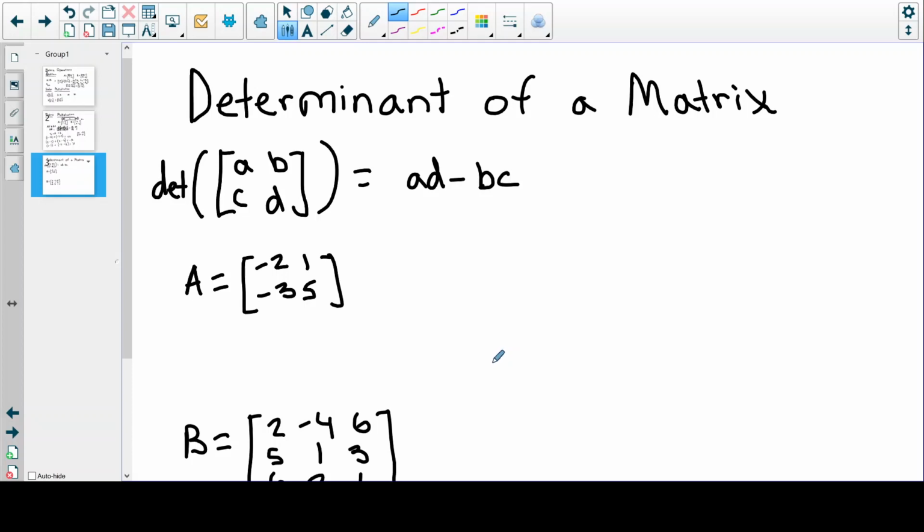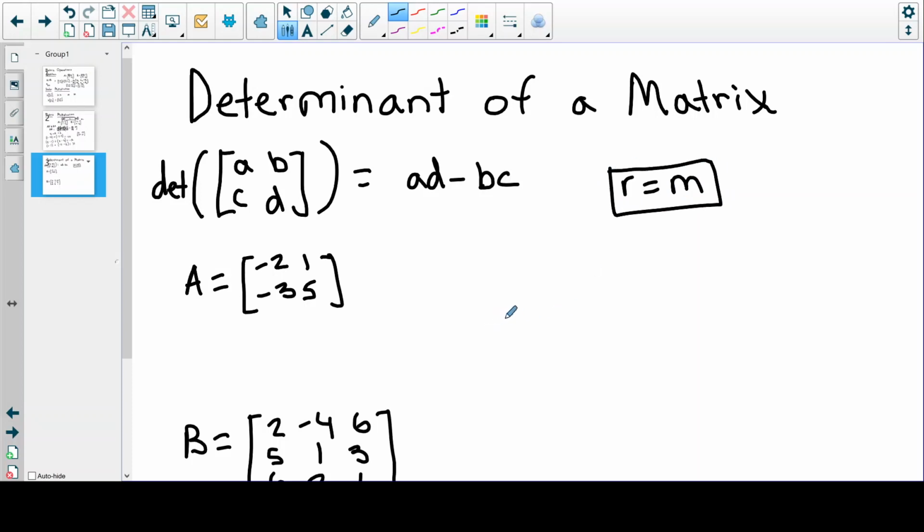Before we start, I want to also point out that in order to find the determinant of a matrix, the number of rows has to equal the number of columns. So it's usually n by n. So the rows have to equal the columns. This is a pretty important thing and is a requirement in order to find the determinant.